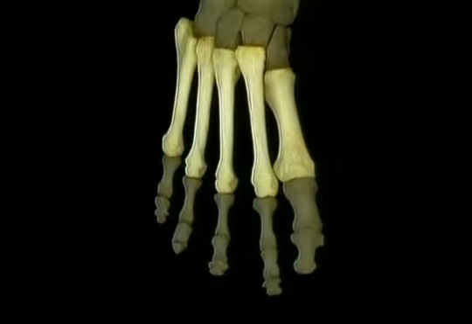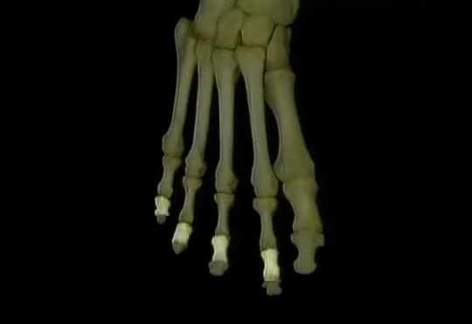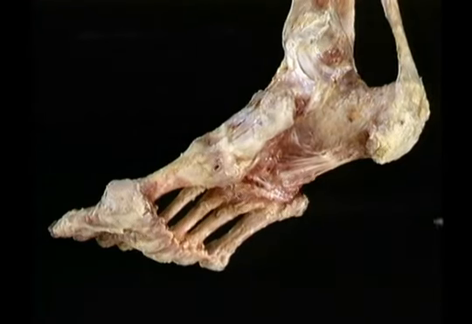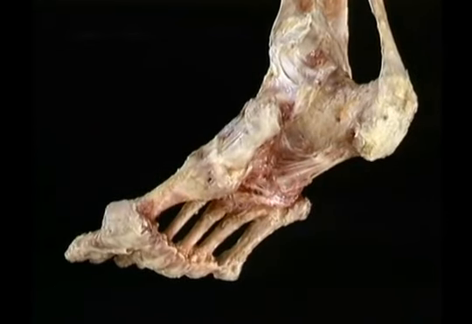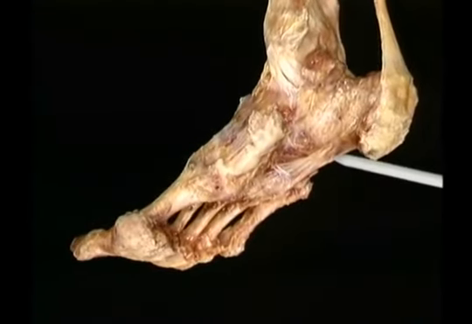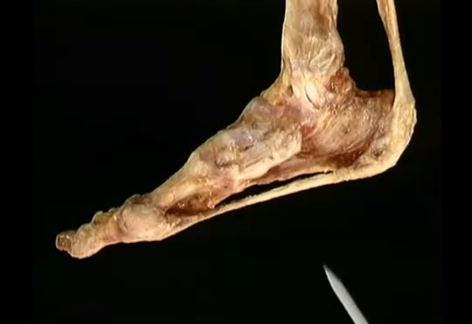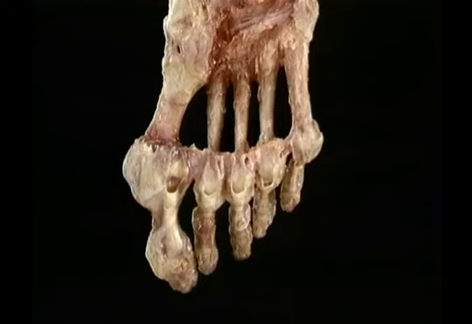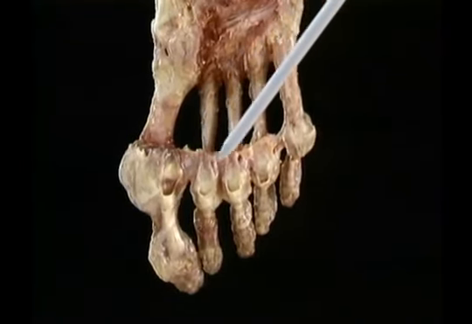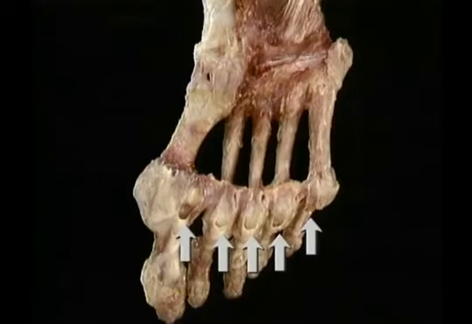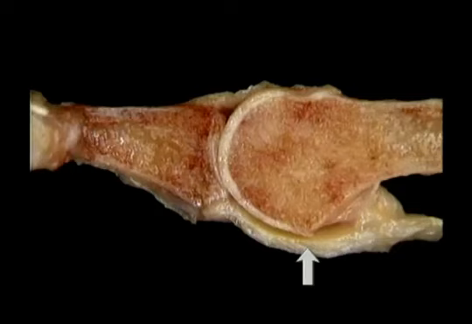Here are the metatarsals, the proximal phalanges, the middle phalanges and distal phalanges, the tarso-metatarsal joints, the metatarsophalangeal joints, and the interphalangeal joints. Here are the short plantar ligament, the long plantar ligament, and the plantar aponeurosis. Here's the deep transverse metatarsal ligament, the flexor tendon sheaths, and the plantar ligament of the MP joint.